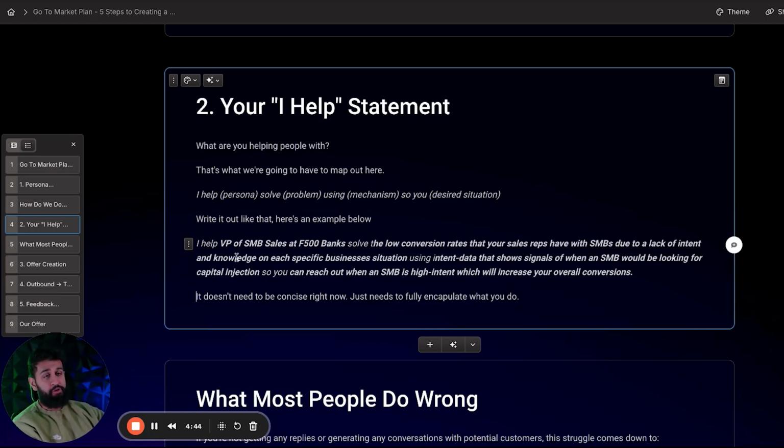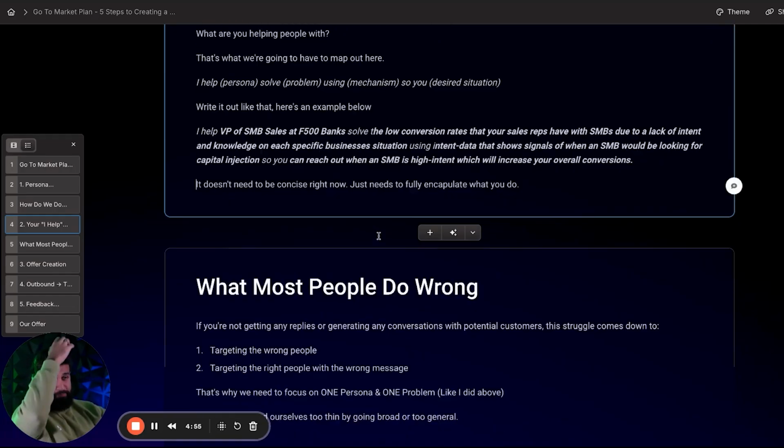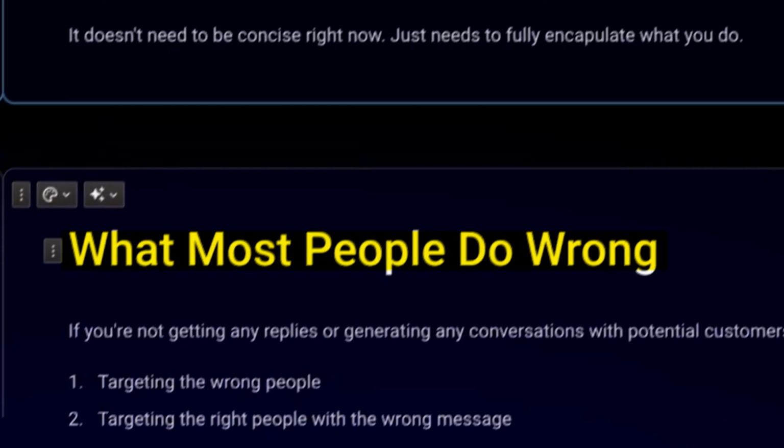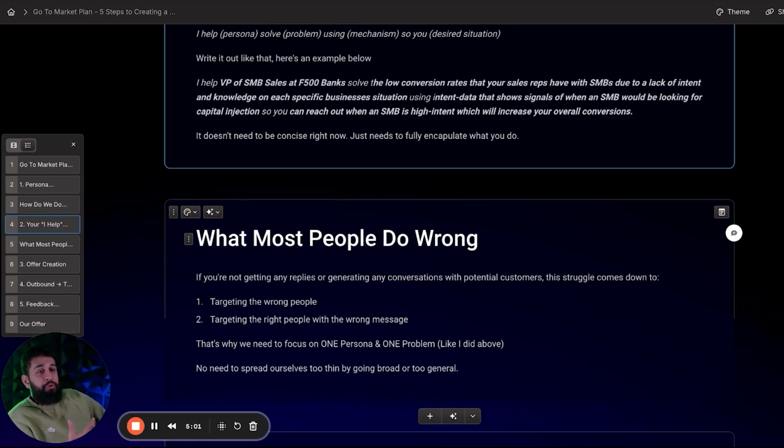So do that for your product or your service as well. And again, guys, it doesn't need to be super concise right now. It just needs to fully encapsulate what you do, the problem that you solve, and who you solve it for. Okay, so do that. Now, guys, here's what most people do wrong when it comes to doing any outreach or trying to generate any conversations, sales opportunities with potential customers.